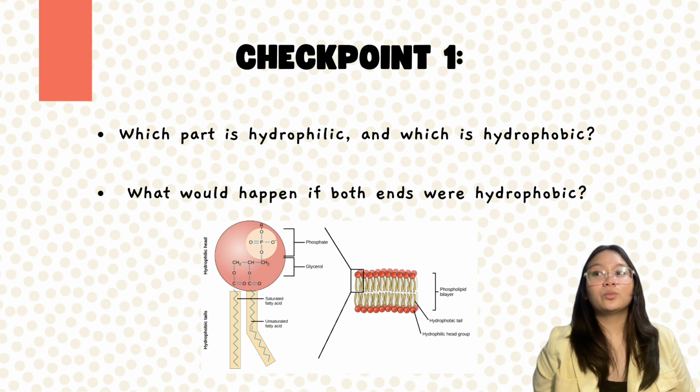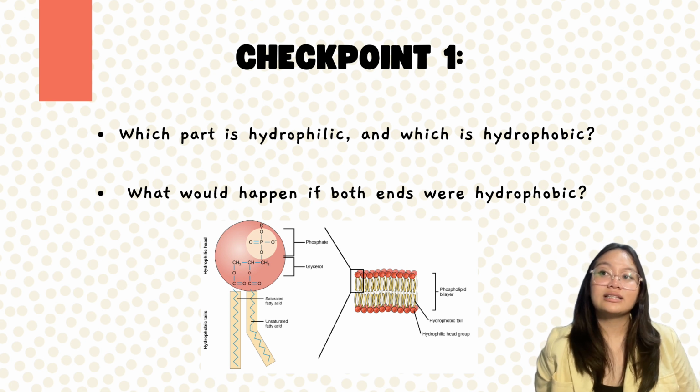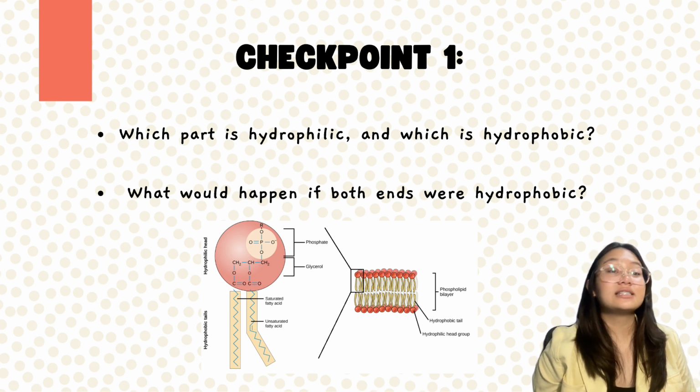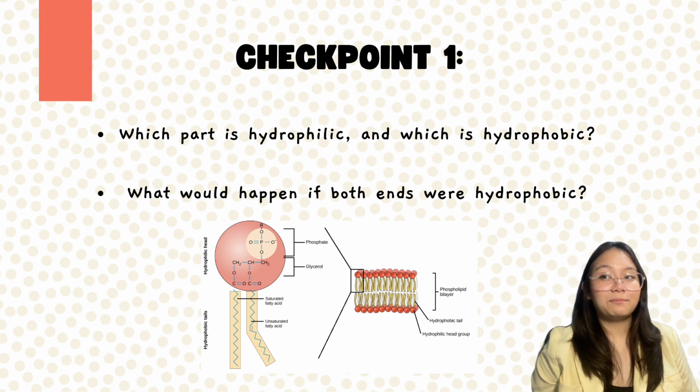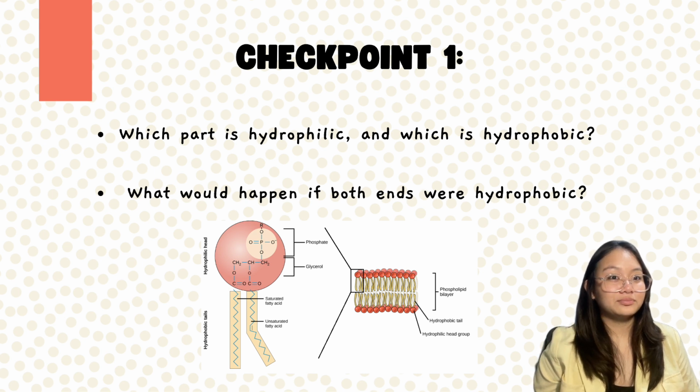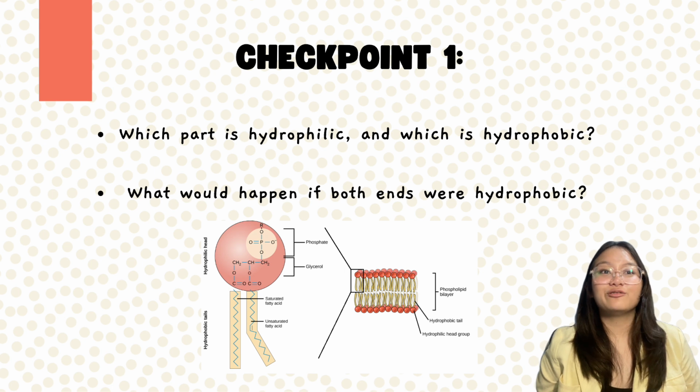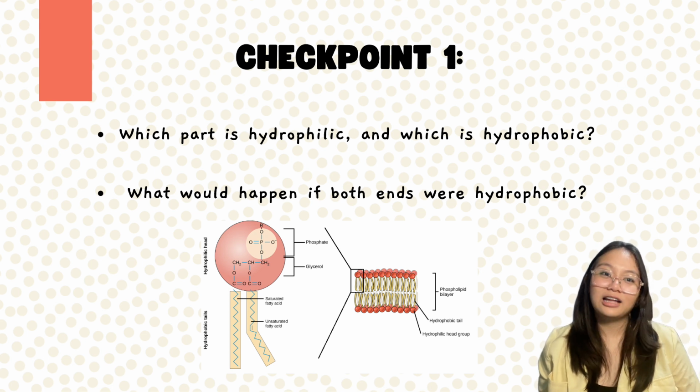So for our checkpoint 1, we have 2 questions. So first question, which part is hydrophilic and which is hydrophobic? And the second question, what would happen if both ends were hydrophobic? I will give you 5 seconds for that.